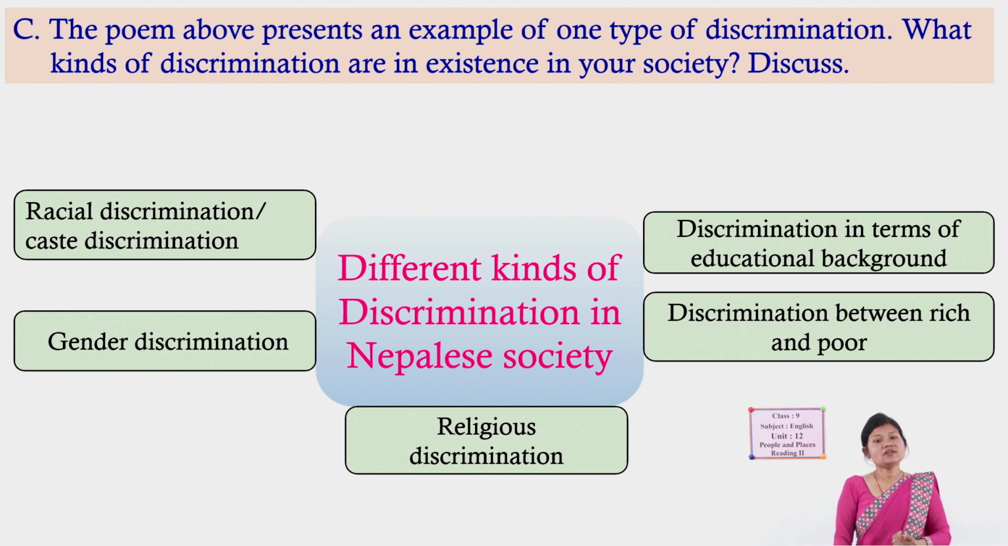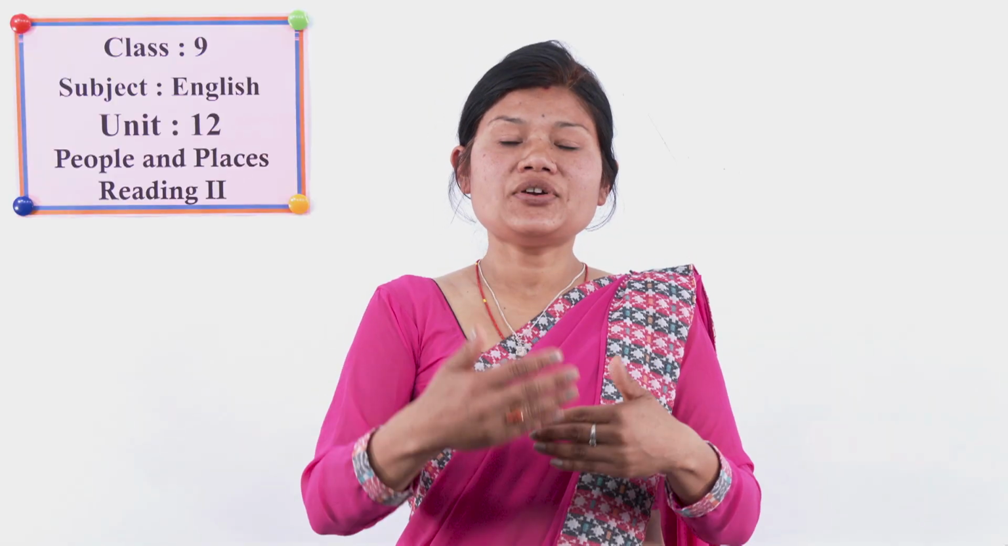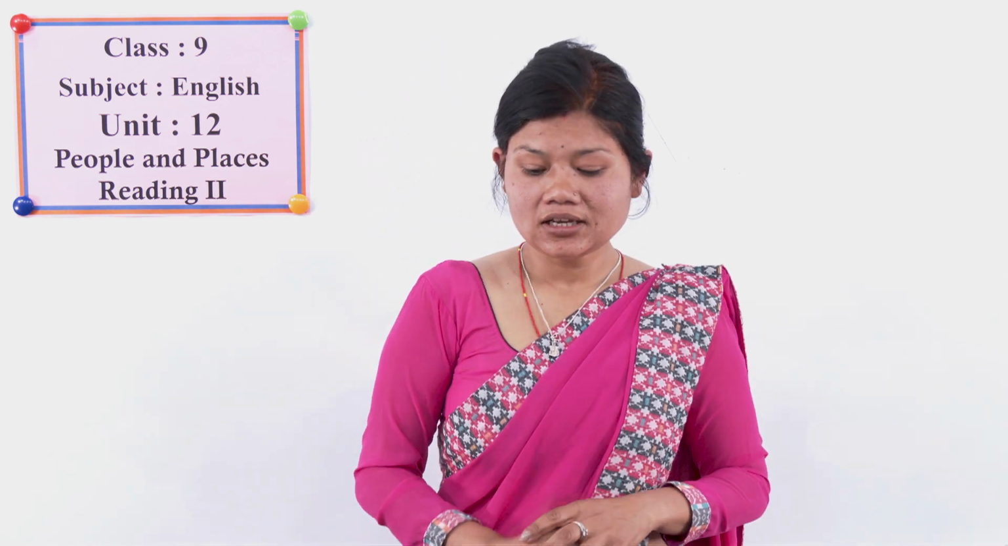Similarly, in terms of educational background, highly educated, semi-educated or illiterate people. People treat differently according to their educational status as well, which is not good. And geographical location also. Where is he or she from? On the basis of that also people discriminate. So, these are some of the examples. So, you also should think a lot, get ideas, present them in a form of writing and show it to your teacher. Okay, dear students.